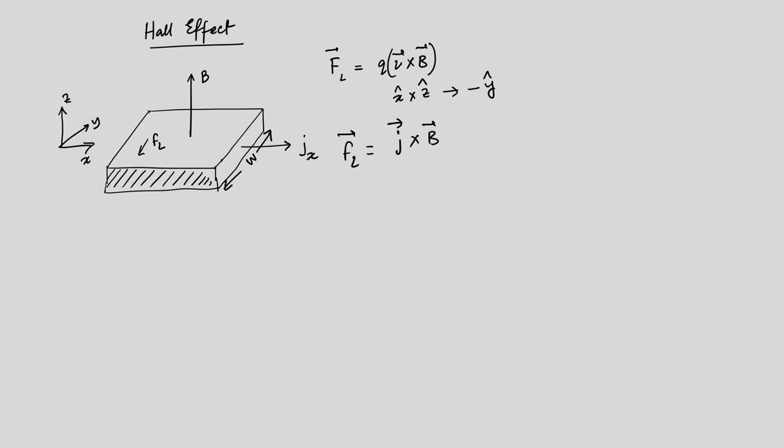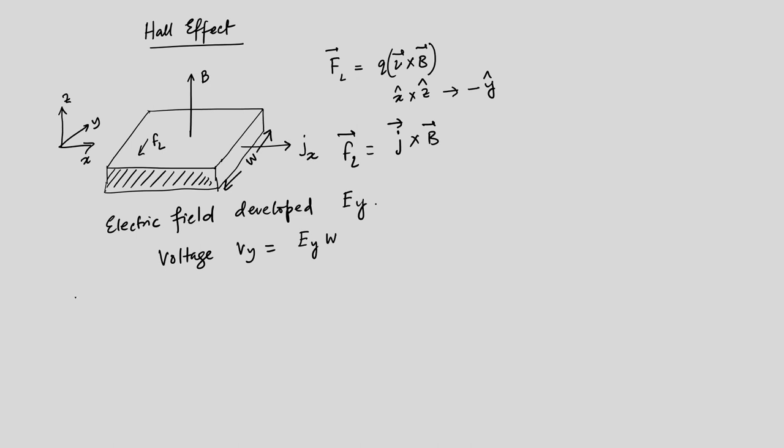Because of these charges being built up, there will be an electric field that will develop, which we'll call E_Y. So this is, of course, in the Y direction. And if W is the width that is shown there, then that will result in a voltage because of this electric field. Let's call that V_Y, which will be E_Y times W. So that's the voltage, and the sign of this voltage would tell you about the nature or the properties of the charge carriers that are responsible here.